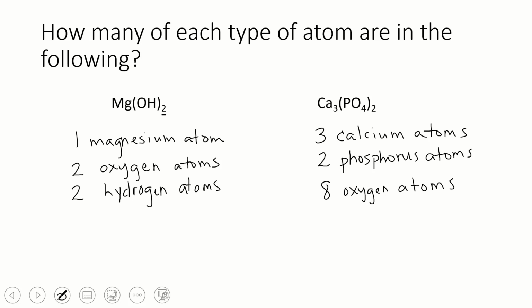Now, if there were to be a coefficient in front of a formula that contains parentheses, the same rules apply. So let's do an example. Let's say there was a 2 in front of Mg(OH)2. What that would mean is I have essentially double the number of atoms that I calculated when there was just 1 Mg(OH)2. So that 2 coefficient would mean I have 2 magnesium atoms, I would have 4 oxygen atoms, and I would also have 4 hydrogen atoms.